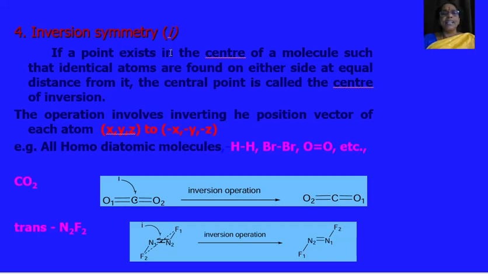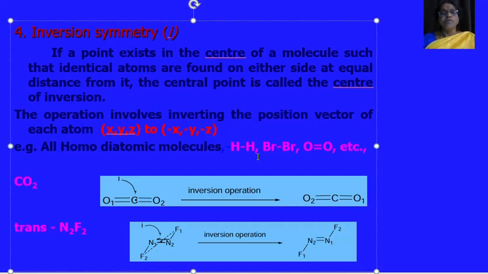Inversion symmetry i is the next type of symmetry element. If a point exists in the center of a molecule such that identical atoms are found on either side at equal distance from it, then the central point is called the center of inversion. The operation involves inverting the position vector of each atom, that is x, y, z to minus x, minus y, minus z, inverting the position of the atom.